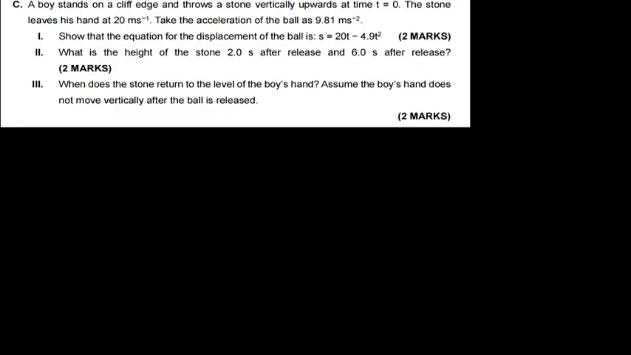Part C is now coming from the third case, but it's not really complicated because we have not been given an angle. So a boy is standing on a cliff edge and throws a stone vertically upward at t is equal to 0. Let's first come up with a free body diagram.